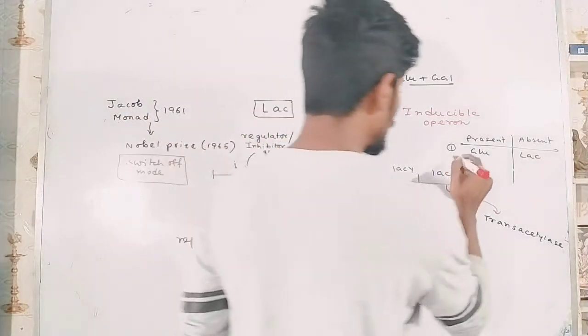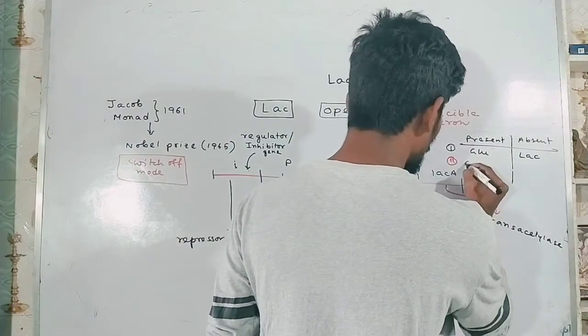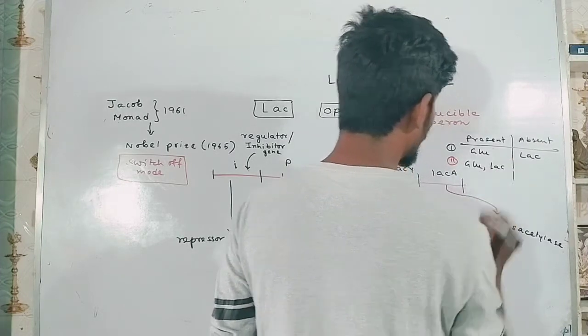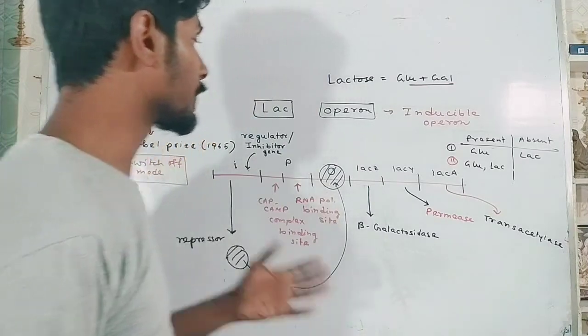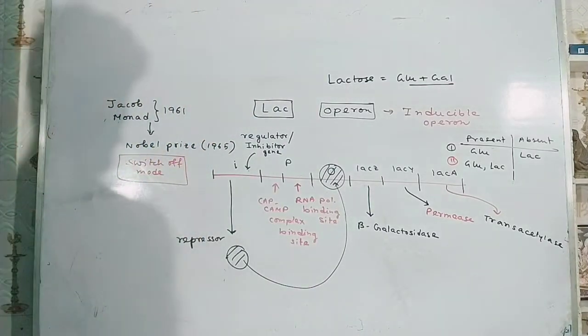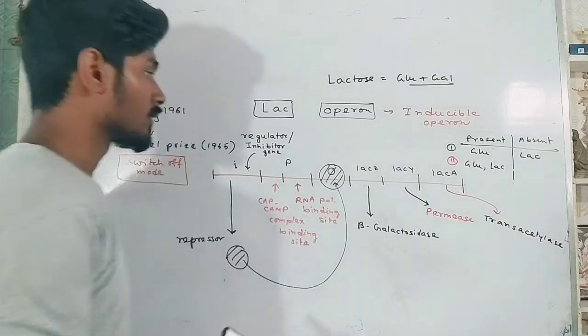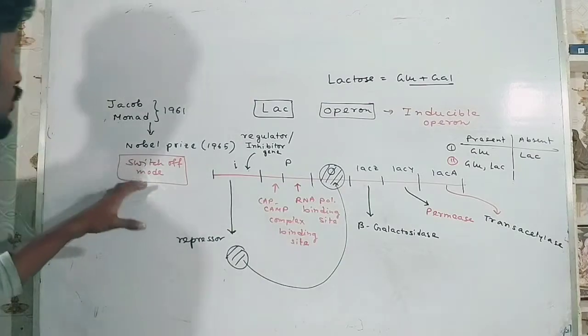Now consider a scenario where glucose is present along with lactose. In this case also, the cell will use glucose as a primary energy source. So in that case also the same thing will happen. The lac operon will be inactivated, or will be in the switched off mode.